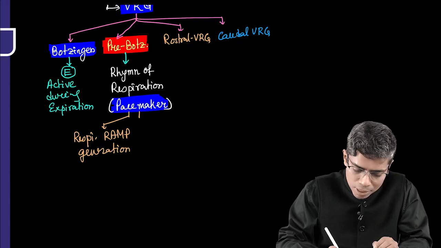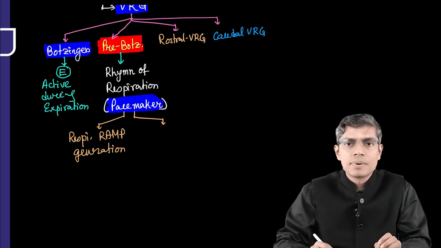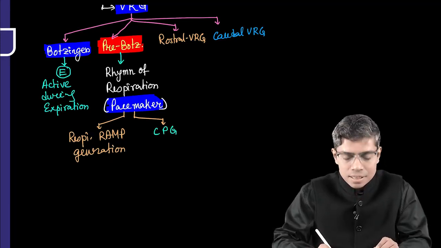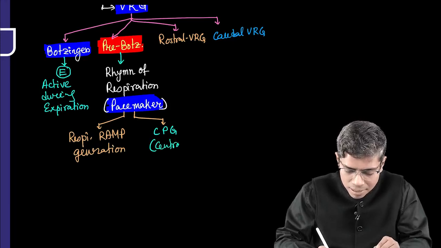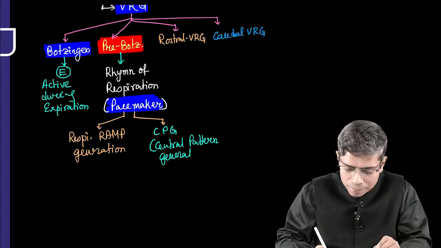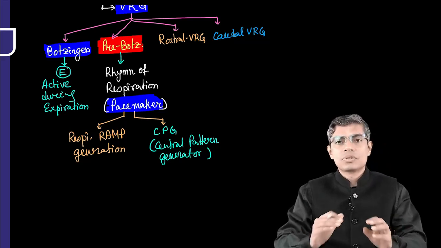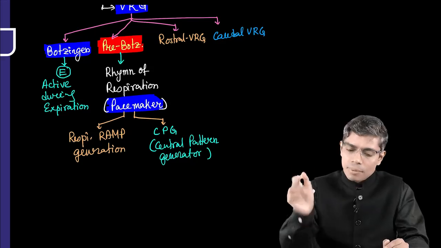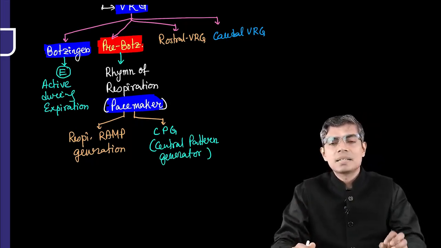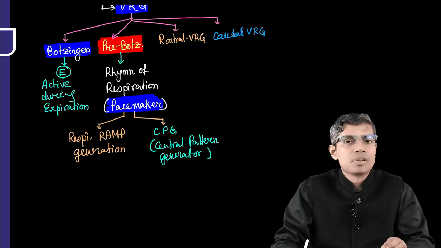This pacemaker is also known as the neurons responsible for the central pattern generator, CPG neurons, for respiration. CPG stands for central pattern generator neuron. They are also located at the level of the pre-Bötzinger complex. Central pattern generator means inspiration followed by expiration, inspiration followed by expiration. This is a pattern, and this pattern is generated from a CNS center. Which center? That is nothing but the pre-Bötzinger complex.